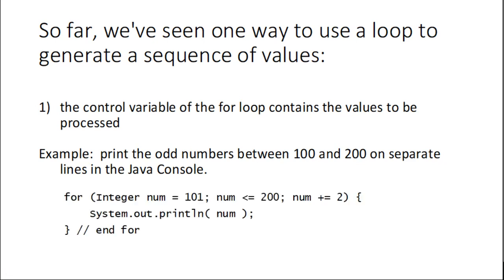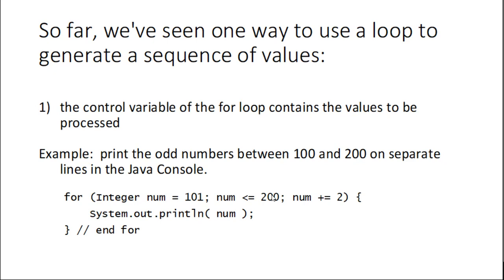Here's an example for loop where num is the variable that we're testing in this Boolean expression. So that's what I call the control variable for the loop. Notice that we initialize num with the first odd number between 100 and 200. That would be 101. And once we've processed an odd number, what's the next odd number that we'd want to do? Well, we want to add 2. So we would add 2 to the number.